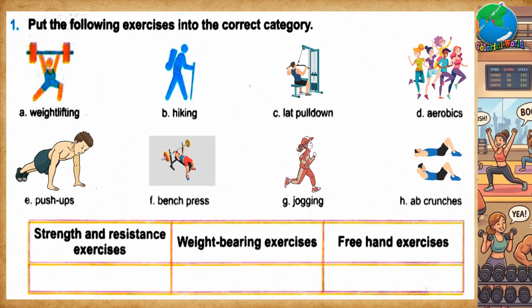1. Put the following exercises into the correct category: A. Weightlifting, B. Hiking, C. Lat pull-down, D. Aerobics, E. Push-ups, F. Bench press, G. Jogging, H. Ab crunches. Here are 3 main categories. They are strength and resistance exercises, weight-bearing exercises, and free hand exercises.